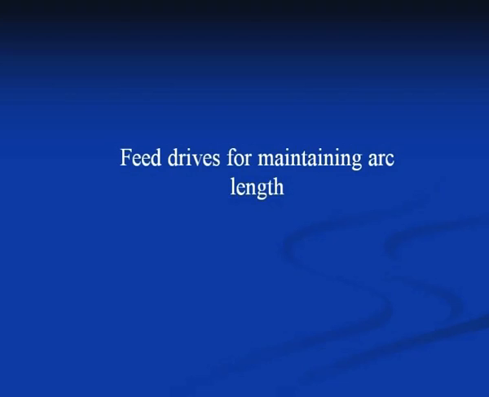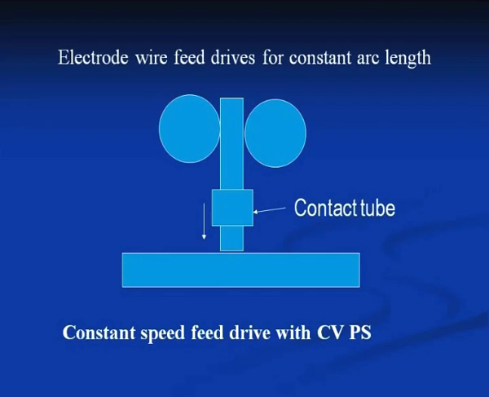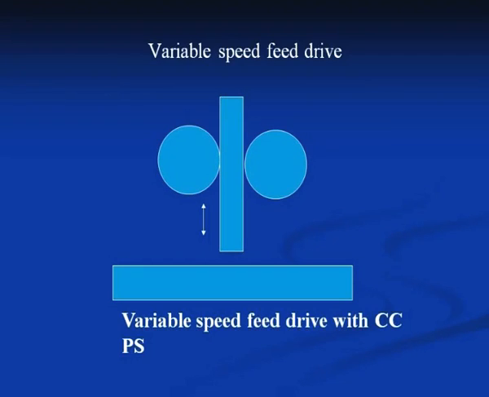Various types of feed drive systems are used for maintaining the arc length in the semi-automatic arc welding processes. For example, the electrode feed wire drives for the constant arc length, which offers the constant speed. In this case, it is the combination of the constant speed feed drive with the constant voltage power source.